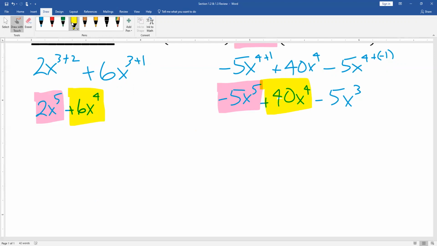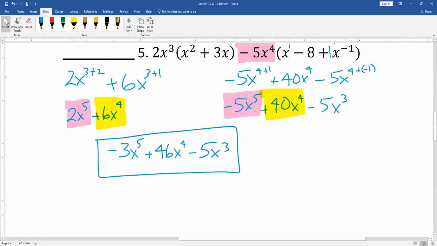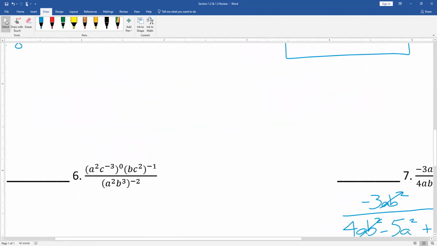And then that 5x cubed, there's no like term to combine it with. So we're just going to tack that onto the end. So 2x to the 5th minus 5x to the 5th is negative 3x to the power of 5. 6x to the power of 4 plus 40x to the power of 4 is 46x to the power of 4. And then we're going to add on that negative 5x cubed. And that is as simplified as we can get it because there are no more like terms that we can combine. All right, one more and then you're done.